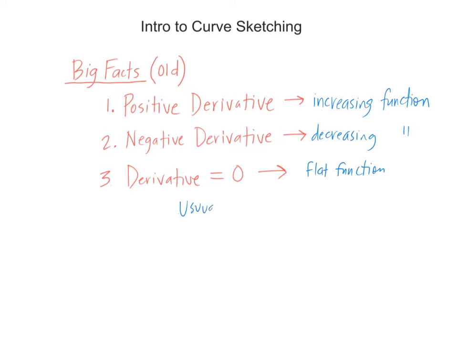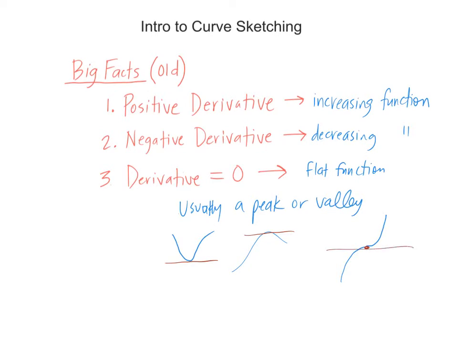Usually a peak or valley. So the derivative would equal 0 at a place like this with a horizontal tangent line, or at a place like this with a horizontal tangent line. Or it could be where a function levels out for just a moment and then keeps on going in its direction, but most of the time it's a peak or a valley. So that's what we know so far.